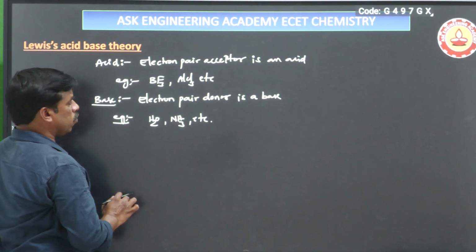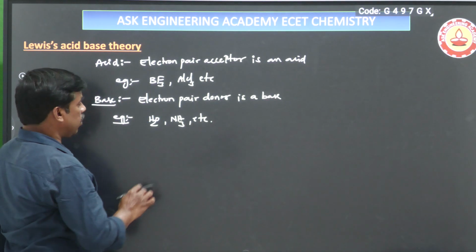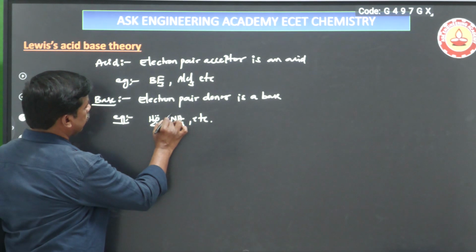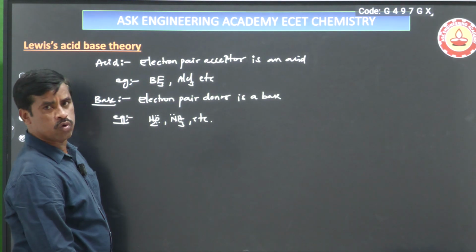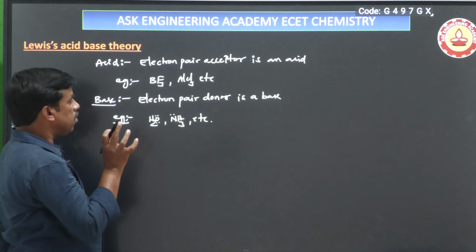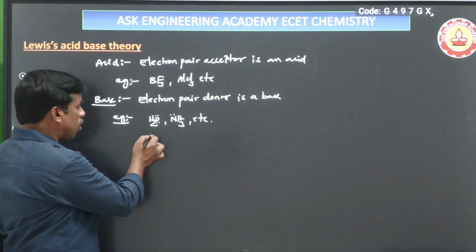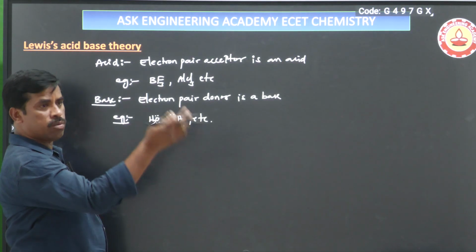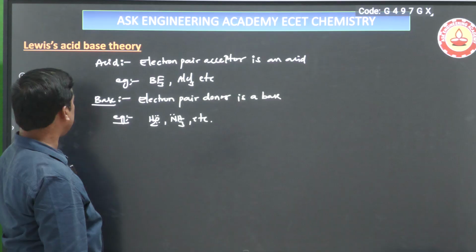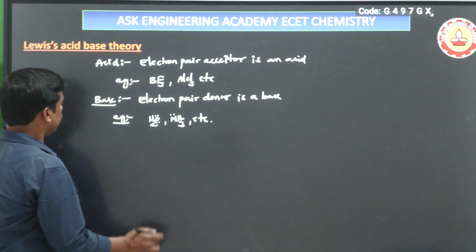Example, H2O. You can easily identify this electron pair donor: H2O has 2 lone pairs on the oxygen atom and NH3 has 1 lone pair on the nitrogen atom. These lone pairs are ready to be donated to another compound, so this compound can act as a base. Whatever compound accepts those lone pairs can act as a Lewis acid. Here what happened?